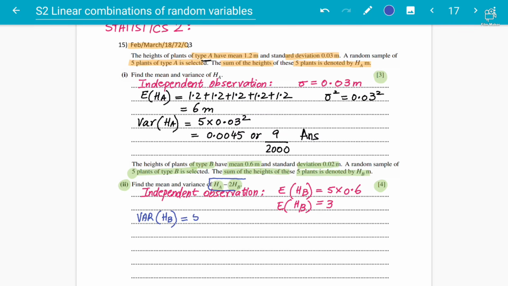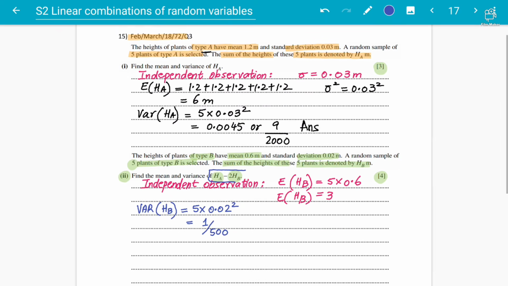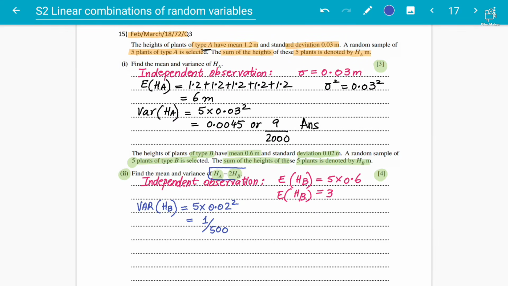So that will be also 5 times, because it is the sum of the heights. So 5 times the variance, that will be 0.02 squared, because 0.02 is the standard deviation. So you can definitely say that the variance will be 0.02 squared for 1 plant of type B, and for 5 plants you'll just multiply with that. So the answer, in fraction form, is 1 over 500, or you can also say that this will be 0.002 as well.